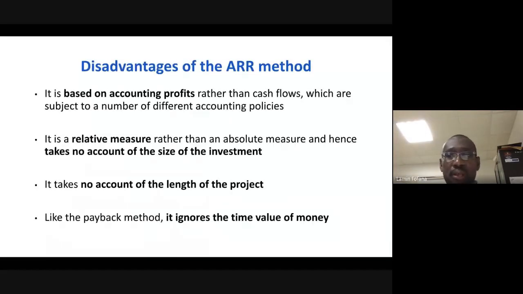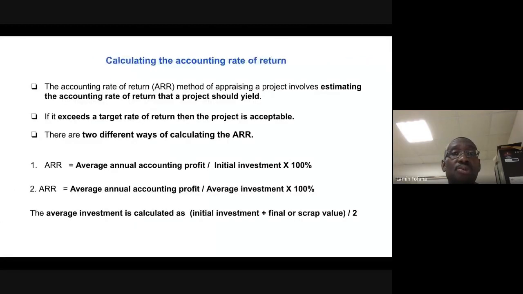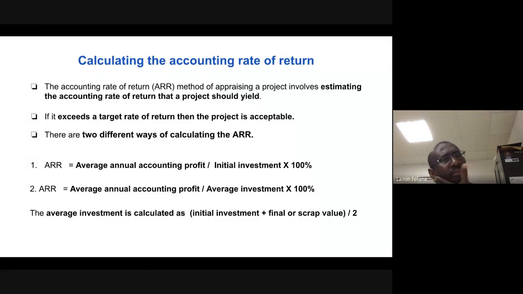Right, so ARR is not the best way, to be honest. It's a relative measure, of course, which takes no account of the size of the investment. It takes no account of the length of the project. It ignores the time value of money, just like the payback period also does. So this is the trouble with accounting rate of return.